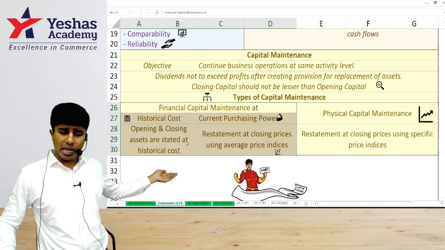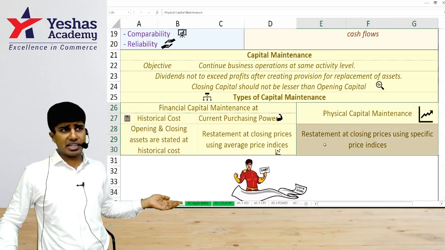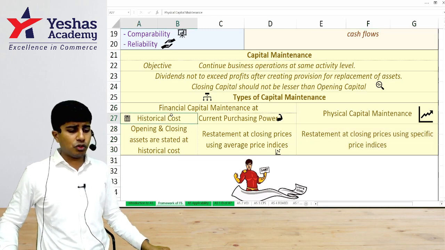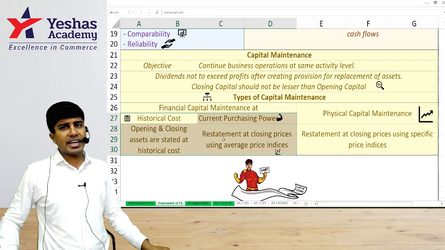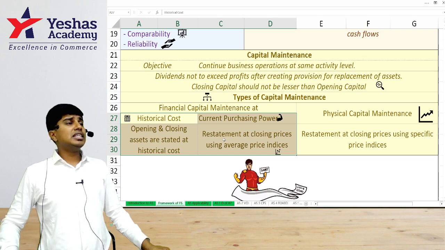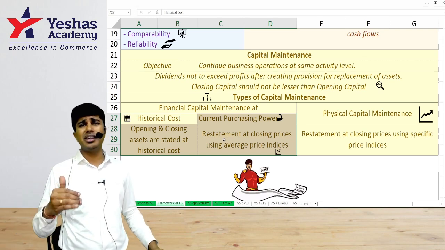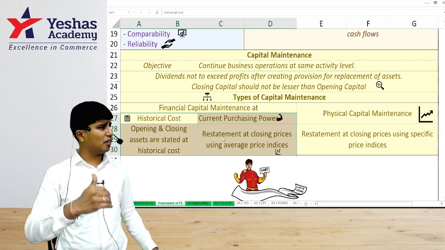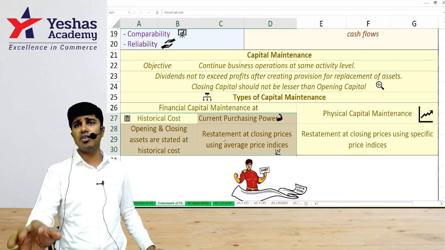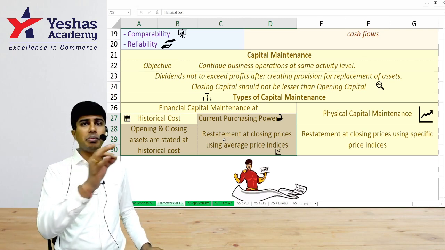First one is financial capital. Second one is physical capital. Under financial capital, we have two. One is historical cost. Second one is current purchasing power. Historical cost is based on an assumption that the price that was there at the beginning of the year is the price that is there at the end of the year.